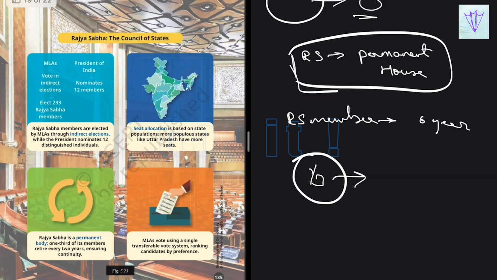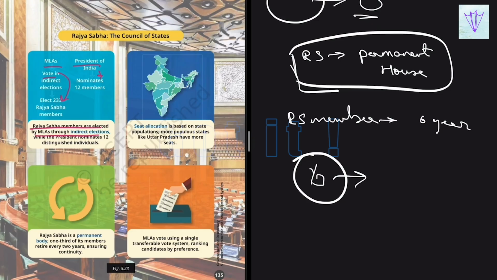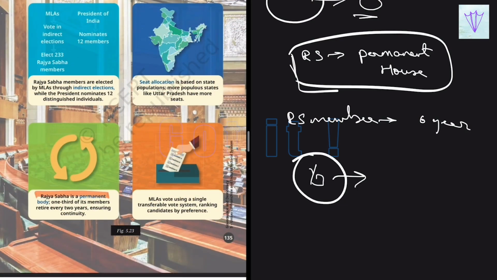So Rajya Sabha MLAs vote in indirect elections. The President of India will nominate 12 members and the MLAs will elect 233 Rajya Sabha members. Seat allocation is based on state populations. The most populous states will get more Rajya Sabha seats. And Rajya Sabha is a permanent body, and 1/3 of its members will retire every 2 years, ensuring continuity. And the MLAs vote using a single transferable vote system, ranking candidates by preference.